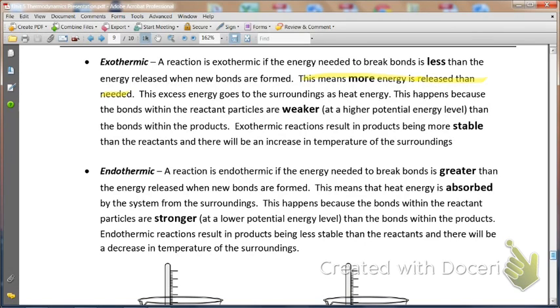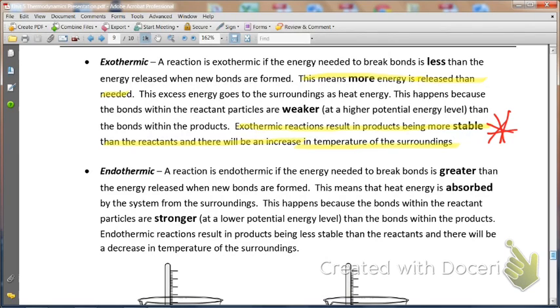So exothermic reactions result in products being more stable than reactants will be, and there will be an increase in temperature of the surroundings. So I would say that this statement is pretty critical to highlight and note, okay? So honestly then, if the reactant bonds are weaker, they have higher potential energy. And so those bonds are going to be broken, and then new bonds are going to be made to create the product. And the product bonds are going to be stronger, so therefore they have less potential energy and creating a more stable system overall.